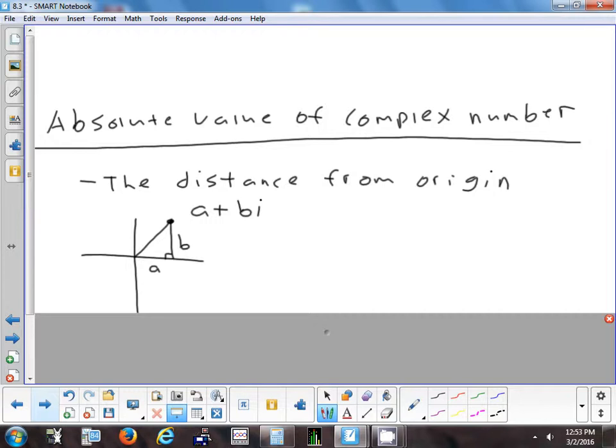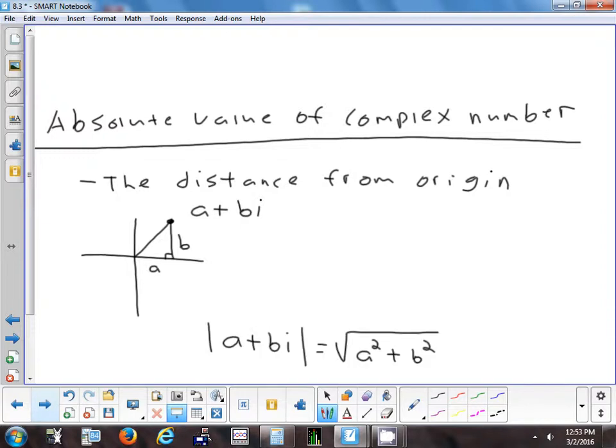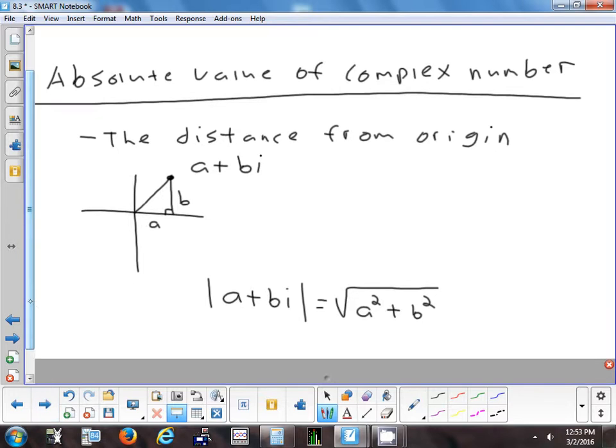We're going to use the Pythagorean Theorem. So it's going to be a squared plus b squared. Add them up. We take the square root. So the absolute value of a complex number is really just the length of the hypotenuse in a triangle.